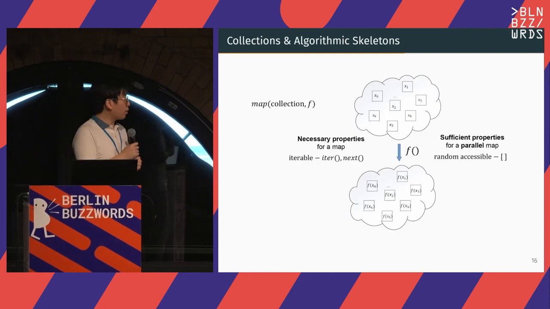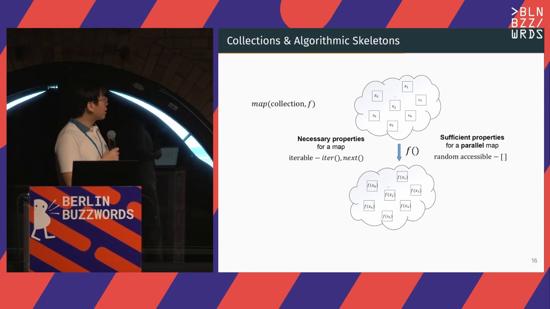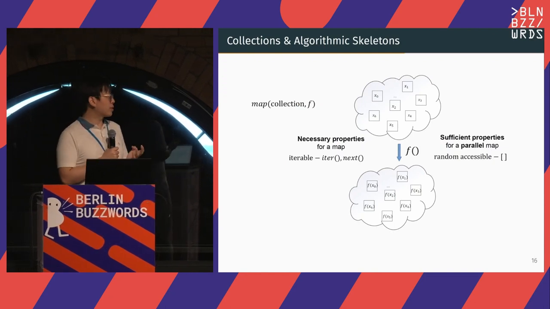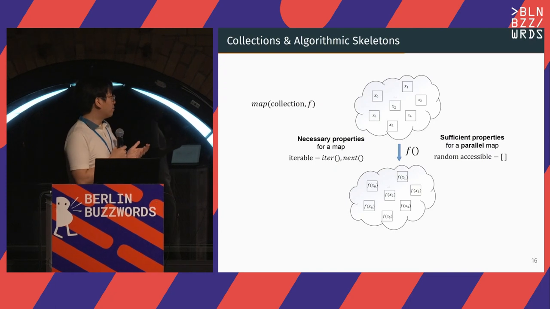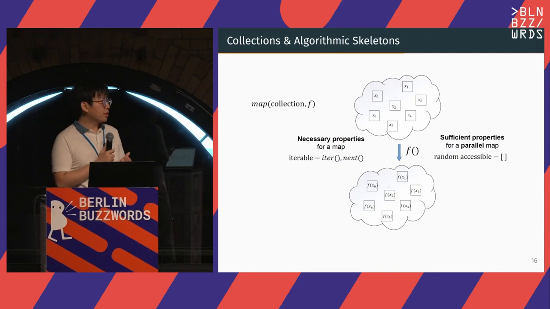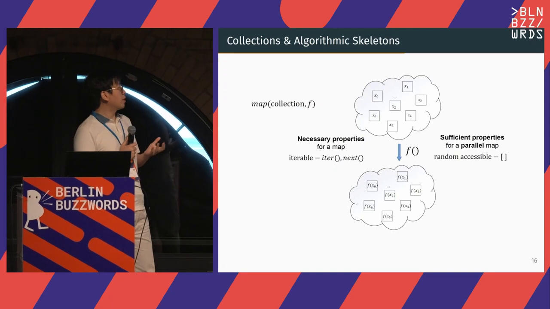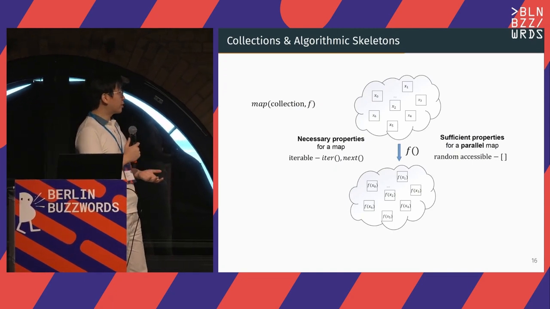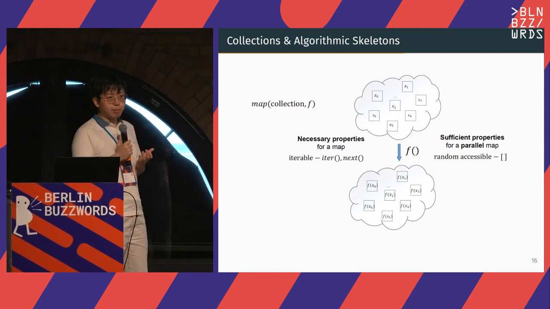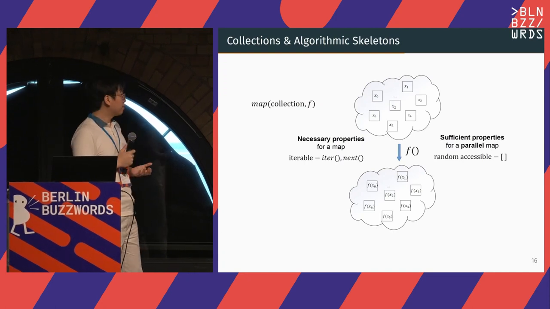And with the parallelization policy, we want to know something more. For example, we would like to know if a certain algorithmic skeleton can be applied to a certain data collection. For example, for a data collection, can it really be mapped? Is it mappable? And is it really parallelized mappable?